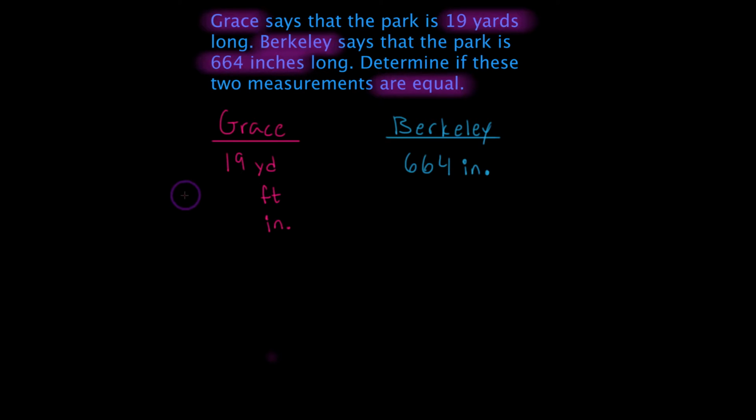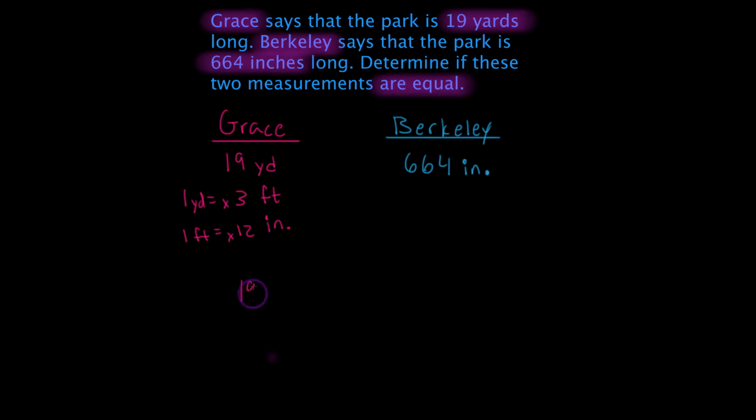So I know first off that 1 yard is equal to 3 feet, and I know that 1 foot is equal to 12 inches. So I'm going to use this information, and it looks like all I have to do is take 19 and multiply it by 3, and after that take that value and multiply it by 12. So those are going to be my steps. But I want to create an equation first. So I'm going to look at it like this.